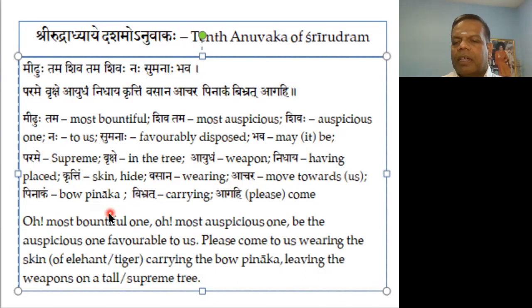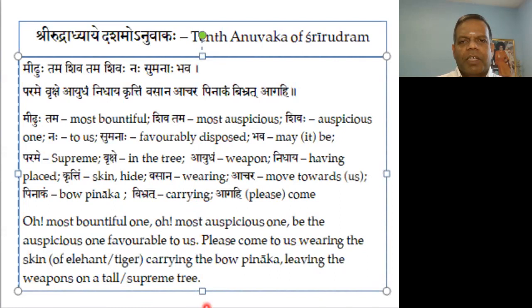Pinakam. Pinaka is the bow which Shiva uses. The name of the bow which Lord Shiva uses is called Pinaka. Rama uses Kodanda. Same way, Pinaka. So Kodanda Pani is Rama. Pinaka Pani is Shiva. Bibrat means carrying, holding it. Agahi, come.